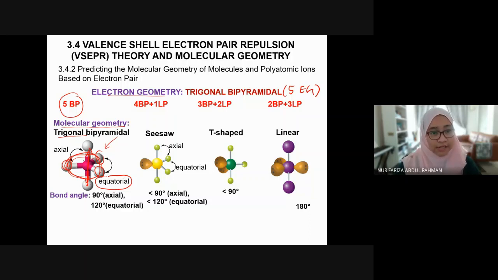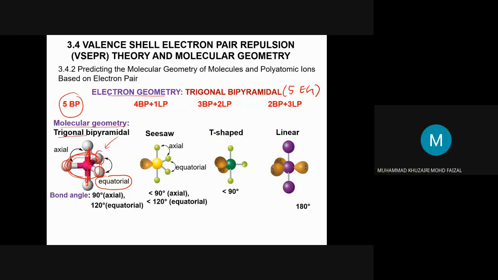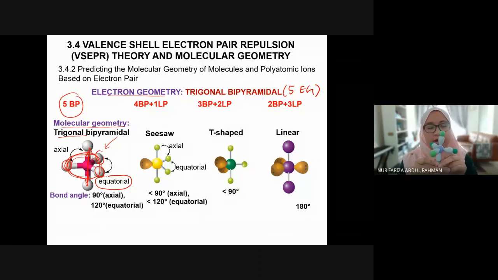Of course they both have different bond angles. So let me show you. Can you see? Can someone please respond? Okay, you can see clearly. Alright, so this is how trigonal bipyramidal looks like.